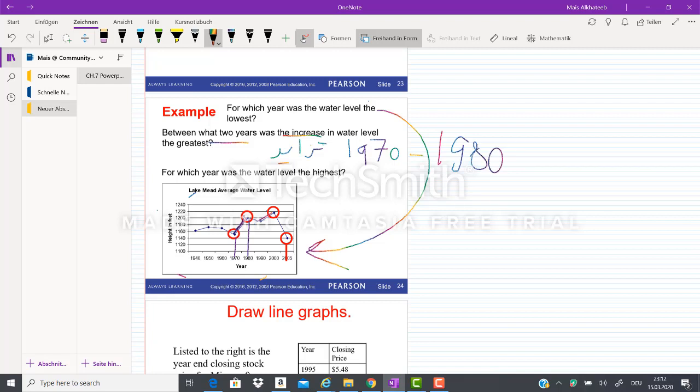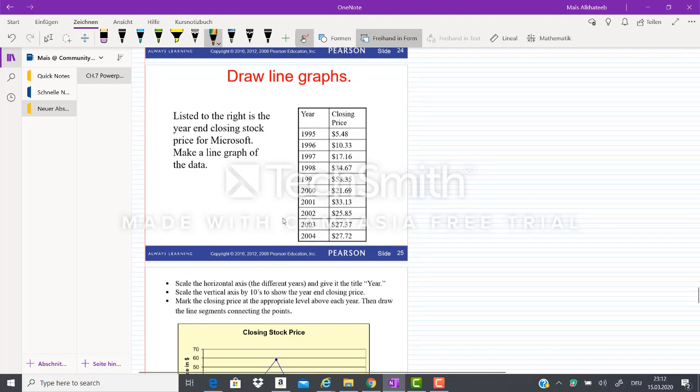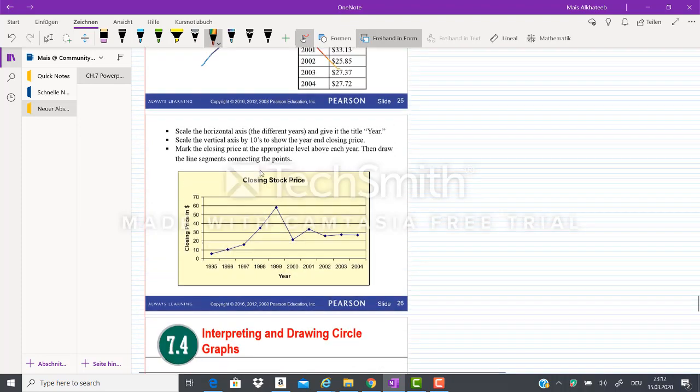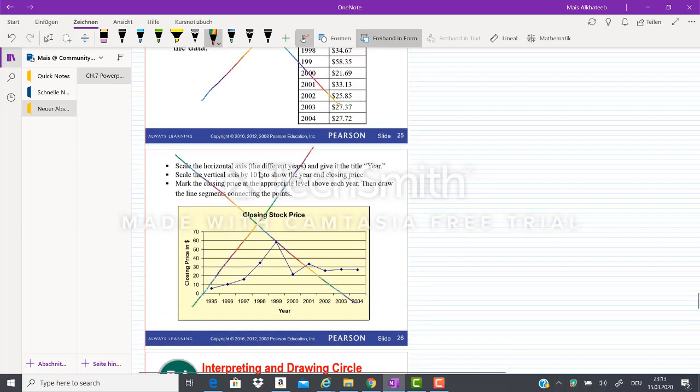Okay, then I will move to another point. Which year was the water level the highest? In this year here, 2000, the water level was the highest. Okay, as for the drawn line graph, I don't want to teach it. This slide is unimportant now for you.